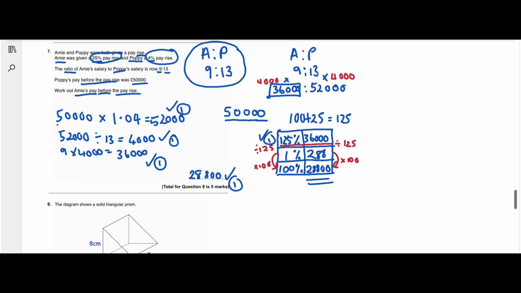There are other ways of doing reverse percentages questions. I just think it's quite nice to set it out like that visually. So 5 marks if you've got 28,800 as your answer.